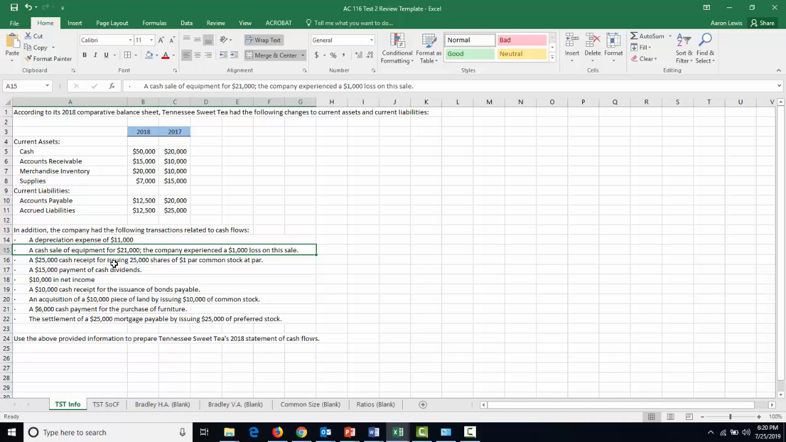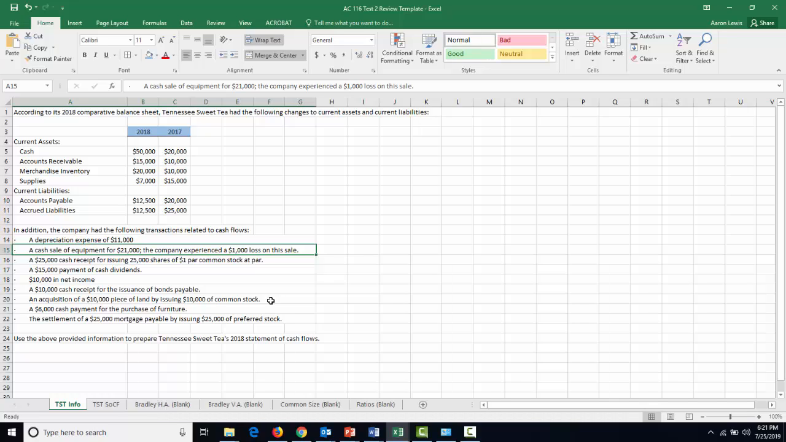Look through our other things. We have a cash receipt for common stock. Common stock does not go in investing because it's not a long-term asset, nor does dividends. Net income we already took care of. We have a cash receipt from the issuance of bonds payable. Bonds payable, long-term debt. It goes in financing, not investing, so that one's not going to go in there.